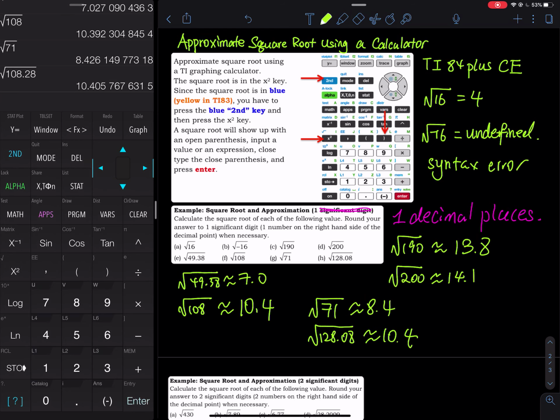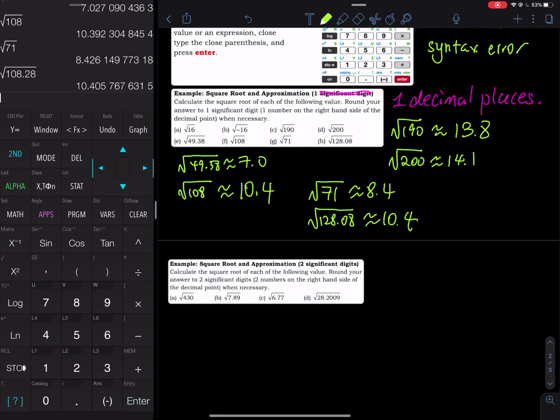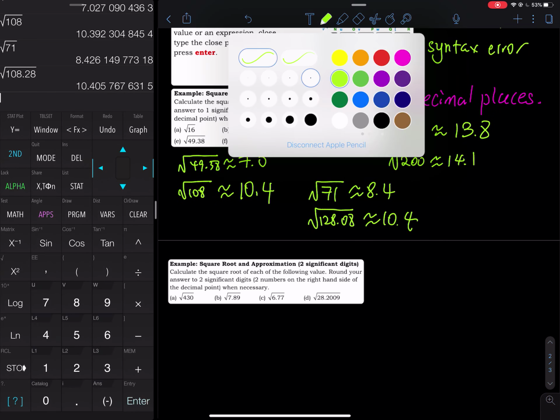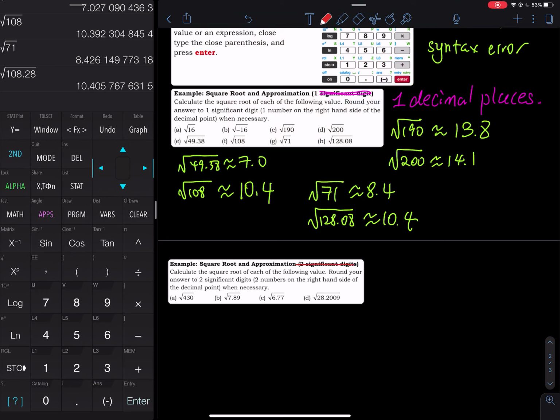Okay, and then moving on, so two significant digits. Allow me to change that really quick. I want to just say two decimal places. Don't worry about significant digit. Two decimal places means I want to keep two numbers on the right hand side of the decimal.